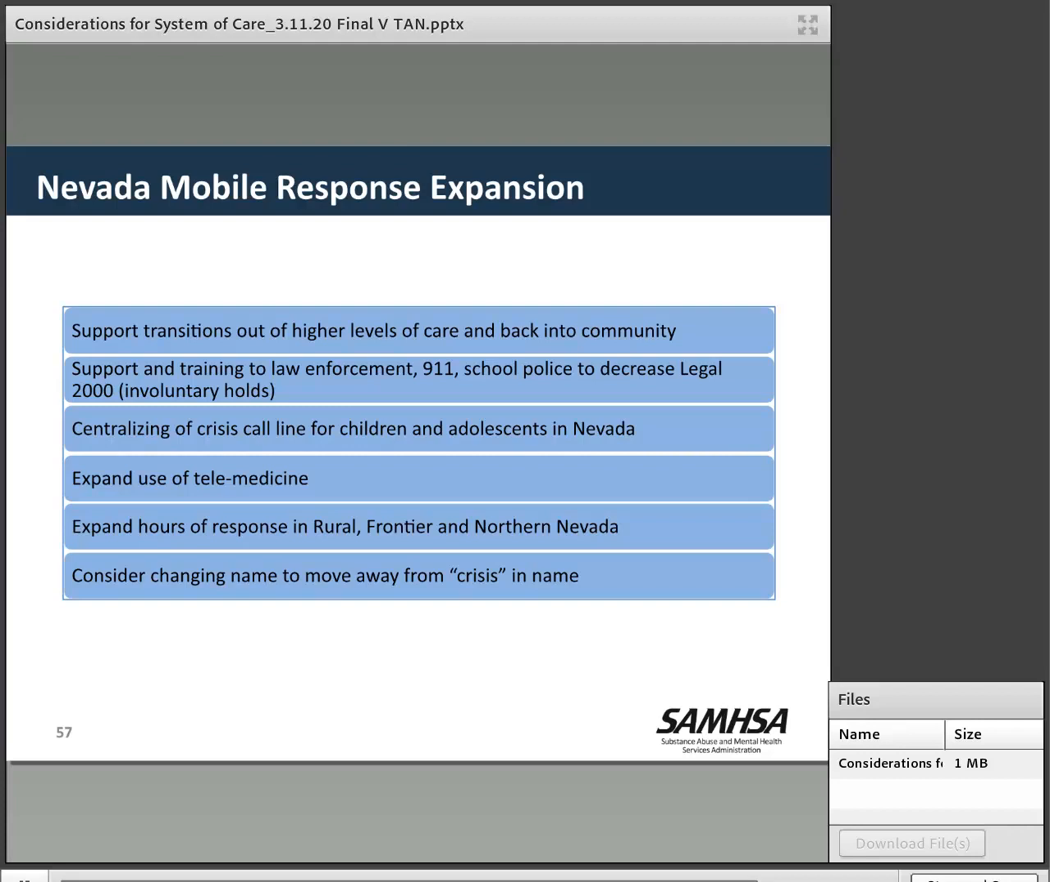Our teams in Las Vegas are, but the rest of the state are not. So we are trying to figure out how we can use the telehealth here in Clark County to support the rurals, the frontiers, and Reno after hours and on the weekends.